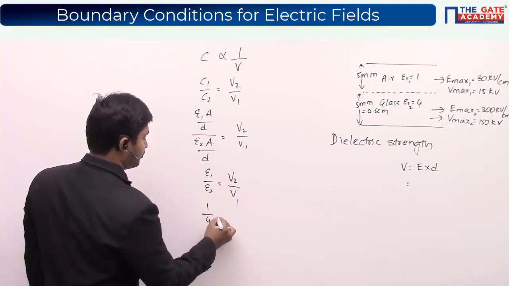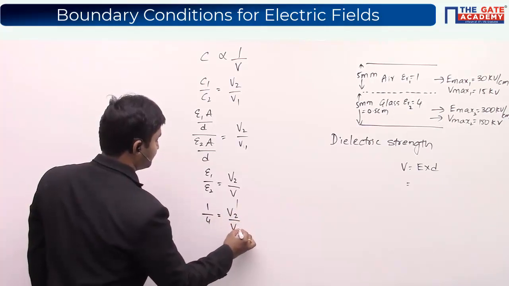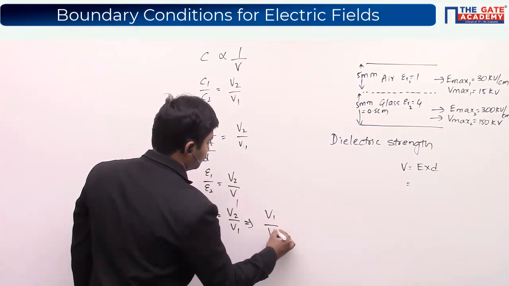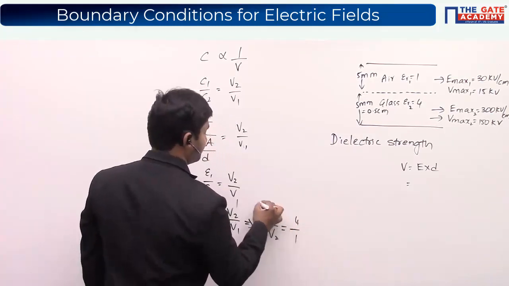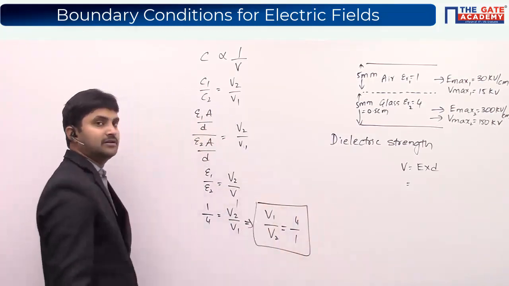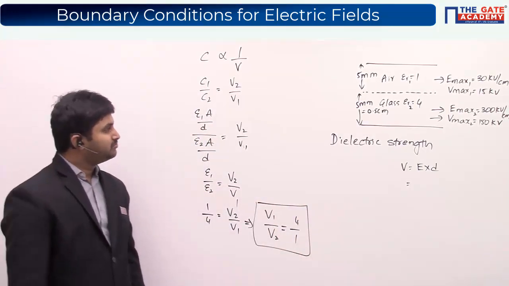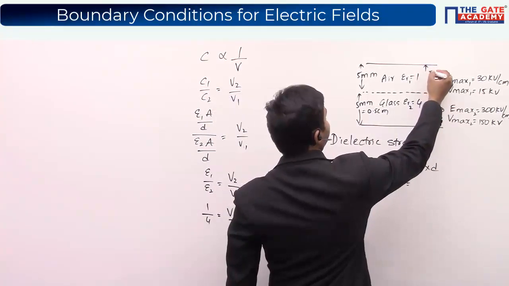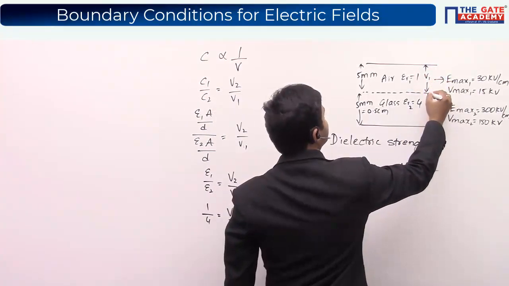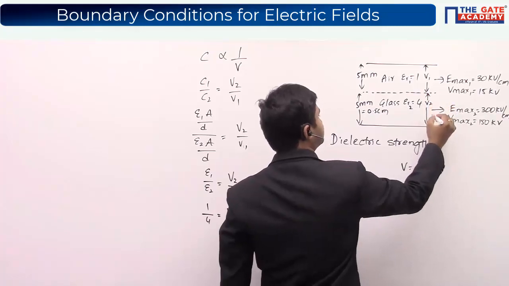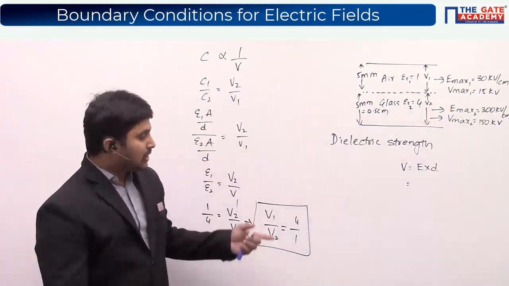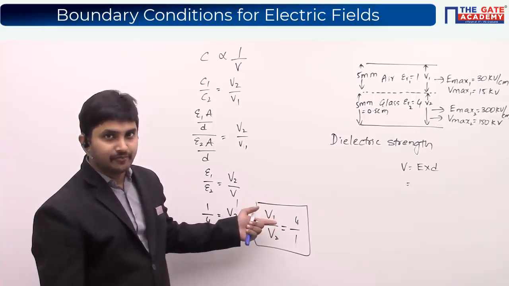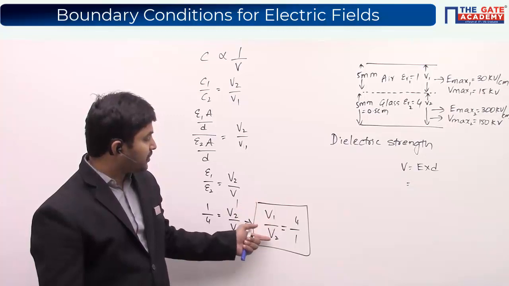1 by 4. What is this? V2 by V1. So it means V1 by V2 will be equal to 4 by 1. And what is V1? V1 is nothing but the voltage that I am applying over here, and here it is V2. So how are V1 and V2 related? V1 and V2 are going to be in the ratio 4:1.